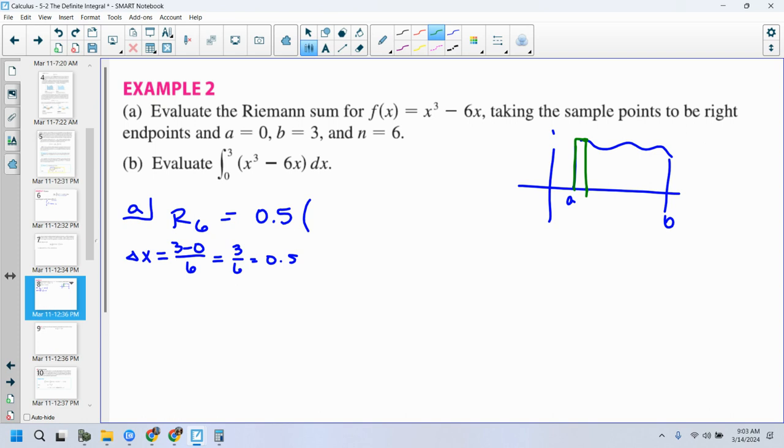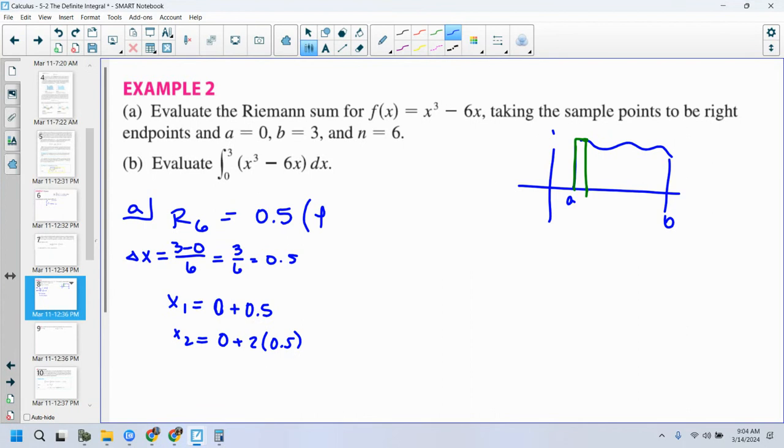So for right endpoints, x1 is going to be 0. Sorry, not 0. Oh, actually, it is 0. 0 plus 1 delta x. So 0 plus 0.5. 0.5 times 1, I guess you could say. And then x2 is going to be, well, the next strip, so 0 plus 2 delta x. And we can kind of see where this is going. I just need 6 of them.